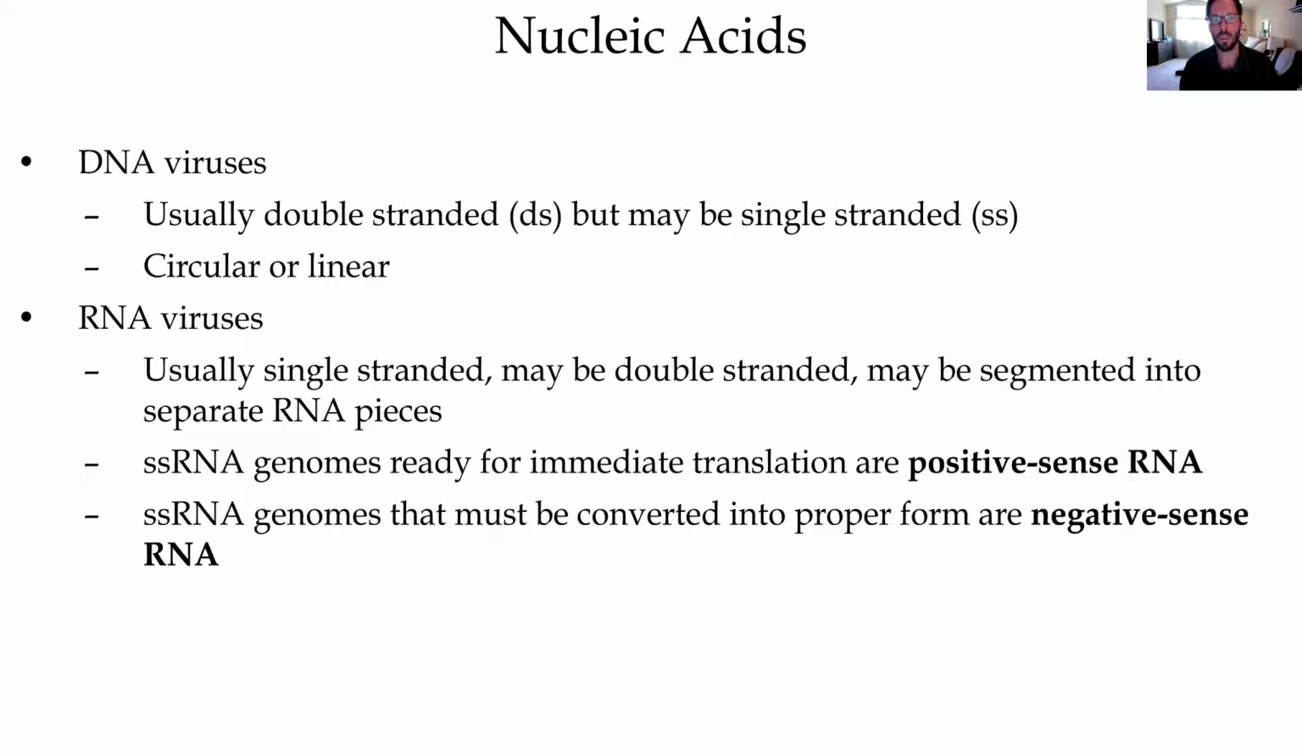DNA viruses are usually going to be double-stranded, but some can be single-stranded. Most DNA viruses are double-strand, and some can be single. The way that DNA is structured can make it a circular ring, or it can be linear. RNA viruses are kind of the opposite. Most RNA viruses are single-strand. However, some can be double-strand, very rarely.